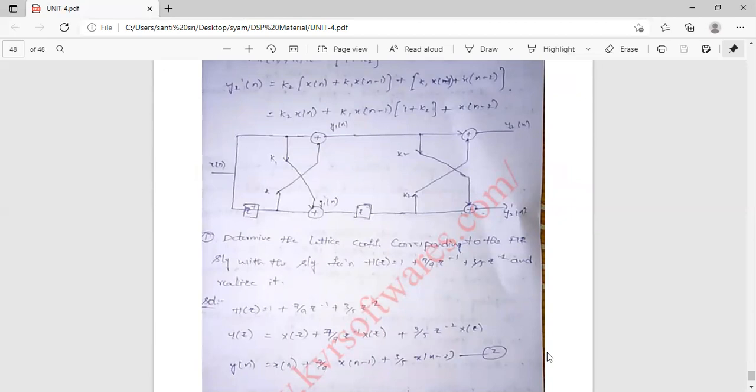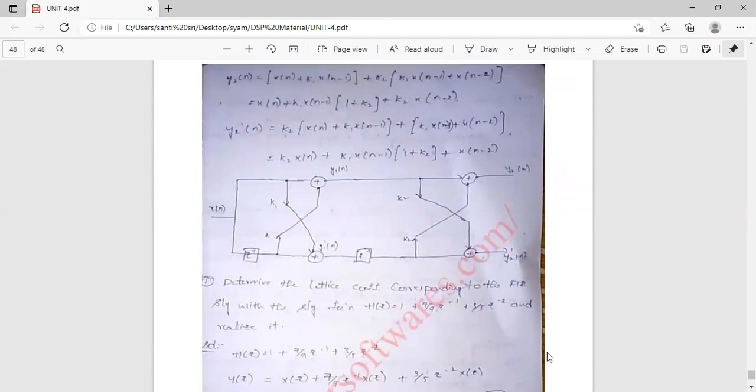So first one is x of n plus k1 into x of n minus 1. So this is k1 into x of n minus 1 into 1 plus k2, plus k2 into x of n minus 2. These two are added so that it will become y2 of n.